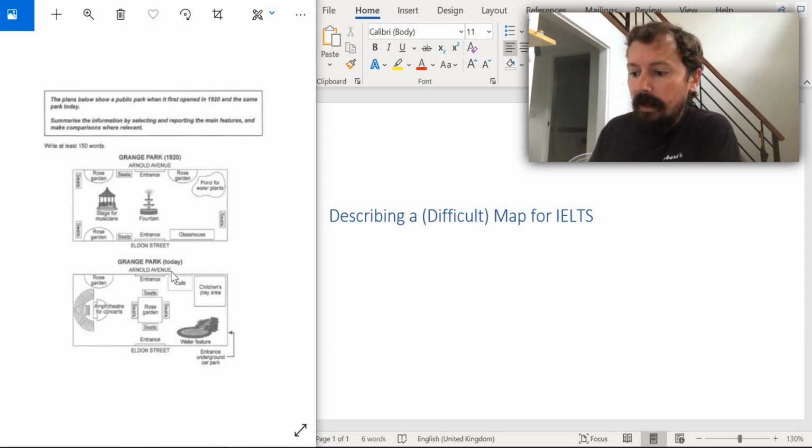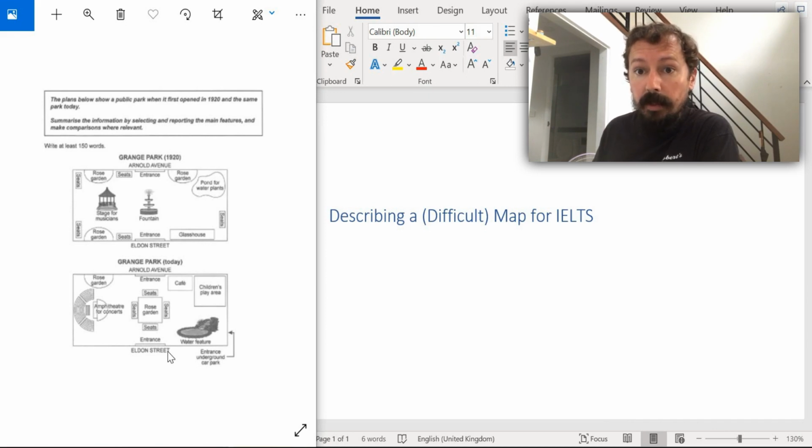So we have lots of different features. You don't really need to know the names of anything because as you can see, it's labeled here. We have the fountain, we have the stage for musicians and so on, and the water feature. So all of these are pretty similar, right?